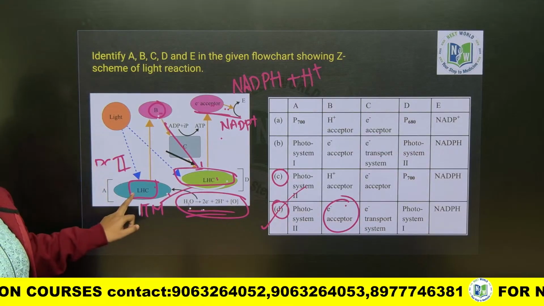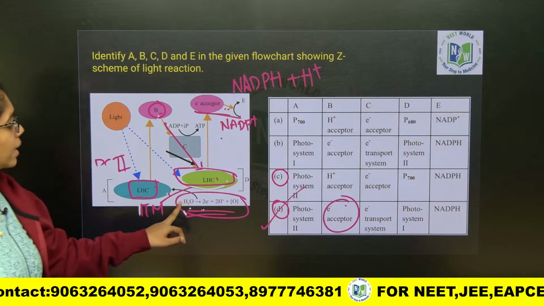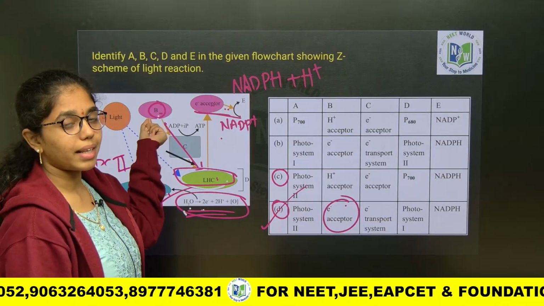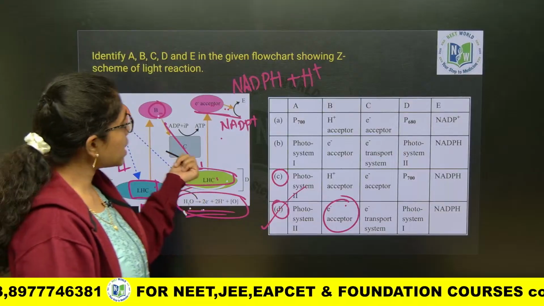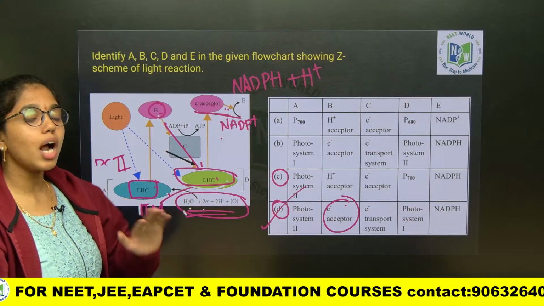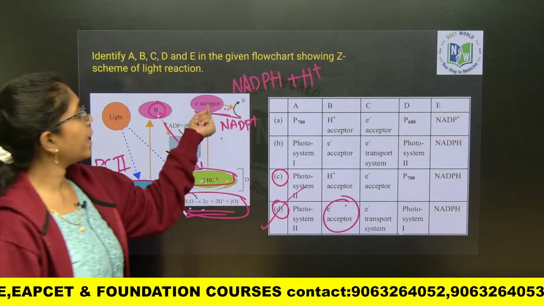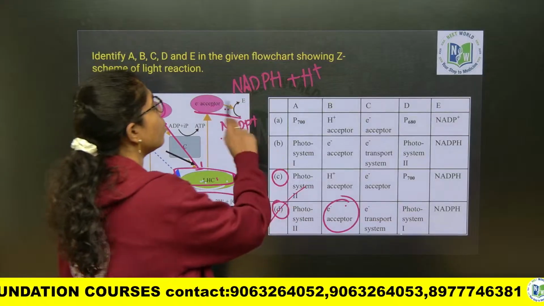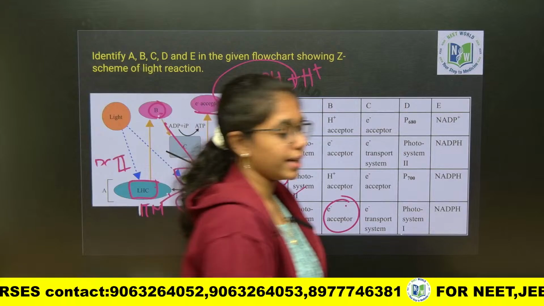First, A is the light harvesting complex associated with photolysis of water, so A will be PS2. B is the electron acceptor, not a proton acceptor, because electrons are being transported. C is the electron transport system. The light harvesting complex not associated with photolysis of water is photosystem 1, and the ultimate electron acceptor is NADP plus, which is reduced to NADPH plus H plus. Clear, right? So here the option will be D, beta.